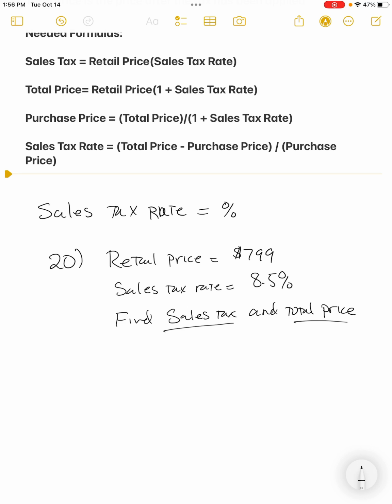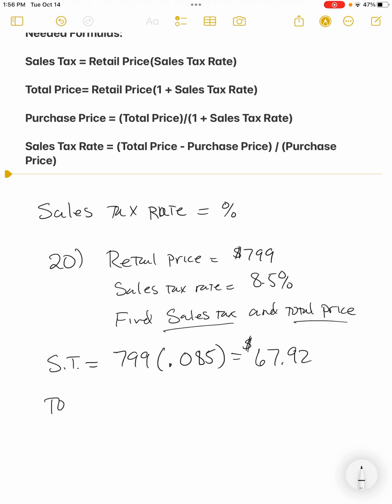The sales tax is that first formula. It's the retail price times the sales tax rate. And again, for emphasis, 0.085. We're always converting it. So $7.99 times 0.085 is, we're going to pay $67.92 in sales tax. It is 0.915 when you run it in your calculator, but we'll always round to the nearest cent. So there's our sales tax.